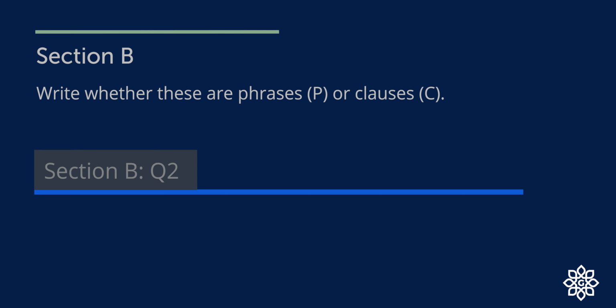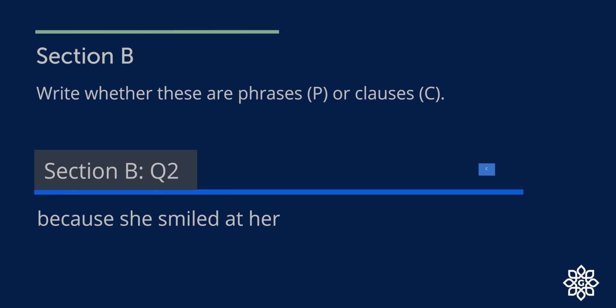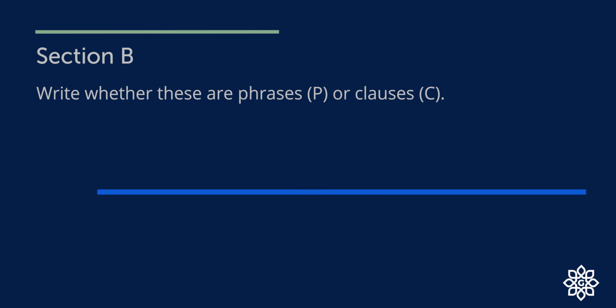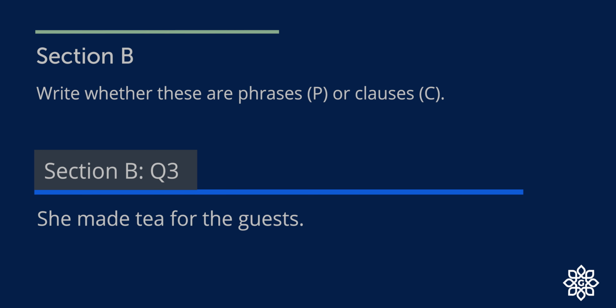Question number 2. Because she smiled at her. Here, she is the subject and smiled is the verb. So this is a clause. Question number 3. She made tea for the guests. Here, she is the subject and made is the verb. So this is a clause.